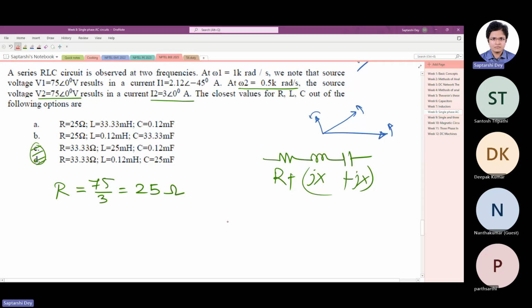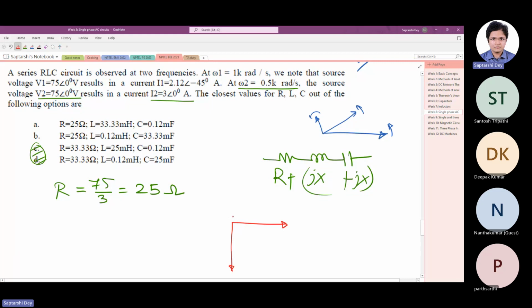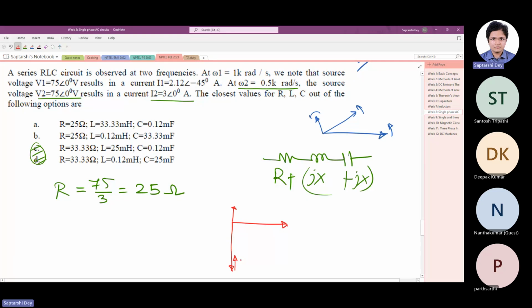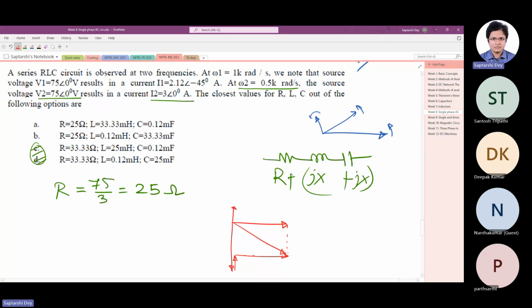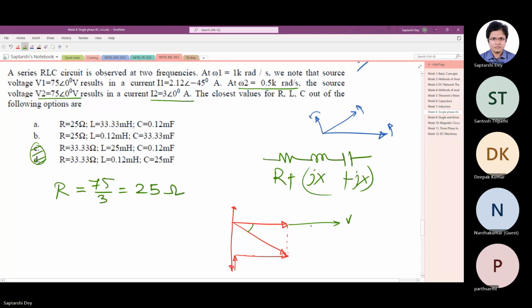So at that frequency, if I have the resistance current like this, the inductive current is like this, and the capacitive current is like this. So if I subtract the capacitive current, then if I do vector addition, this is the resulting current that we are getting at minus 45 degree. The voltage is definitely in this direction, right? So we have to find out how much is this.